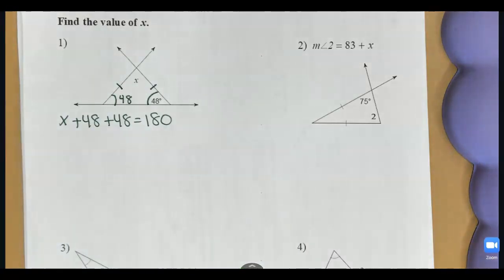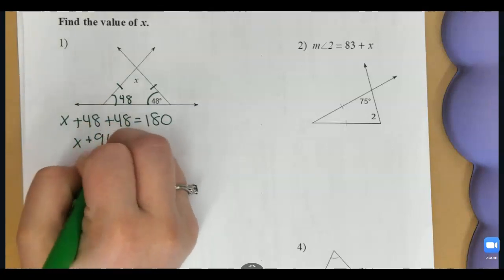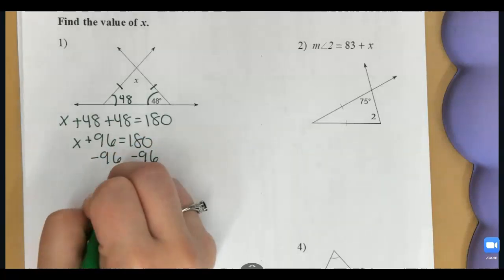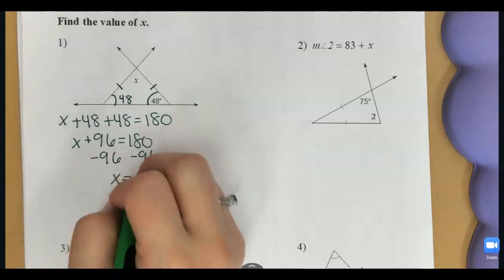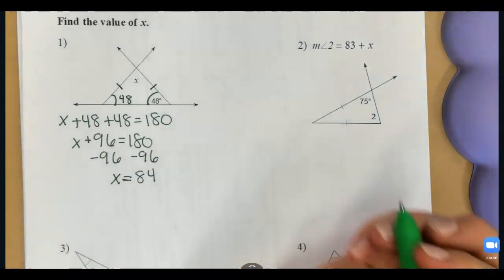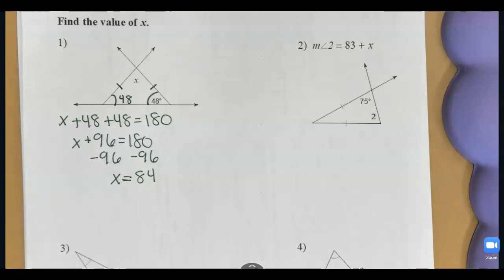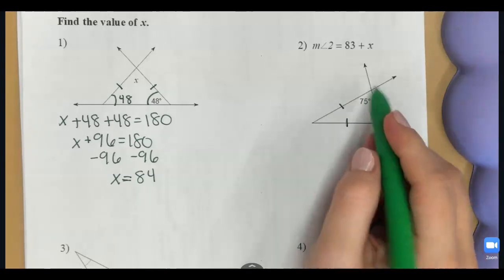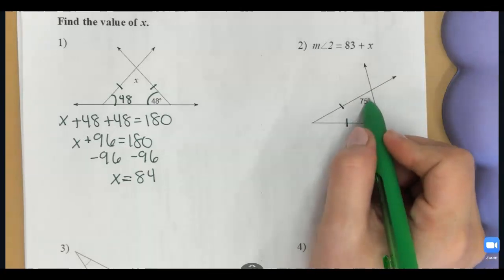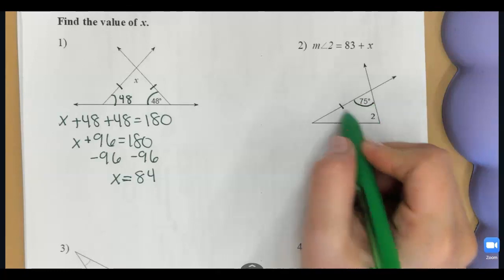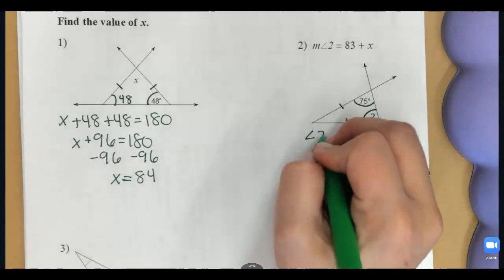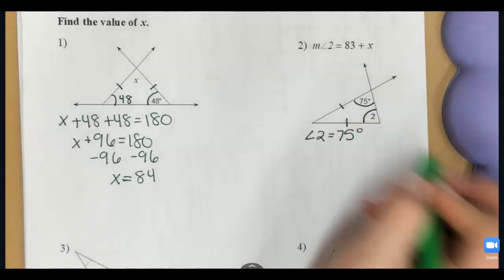48 plus 48 is 96. So if I subtract 96 from both sides, I'm going to get that x is 84. That's the third angle. Moving on to number 2. Again, these two tick marks here tell me that those two sides of this triangle are congruent. So that means that my two base angles, the 75-degree angle and this angle labeled 2, are congruent. So that means that angle 2 is equal to 75 degrees.